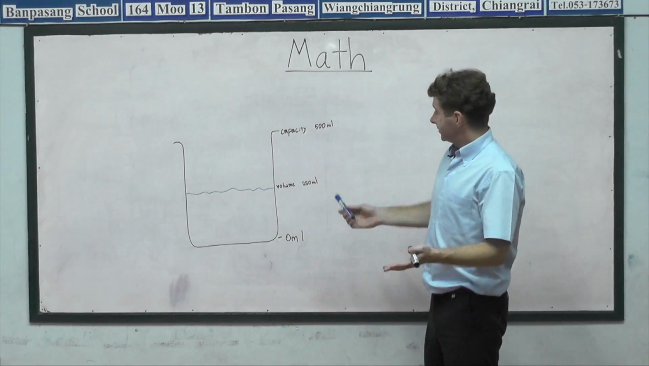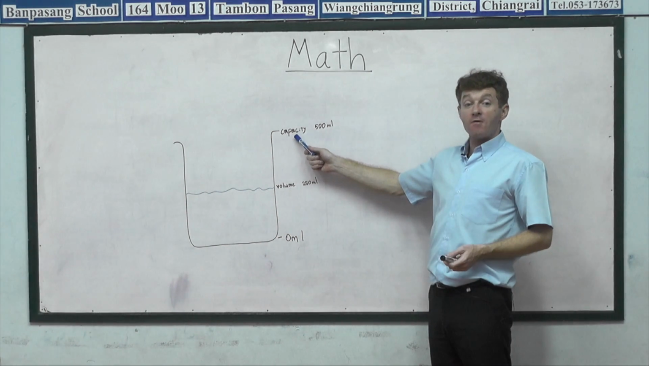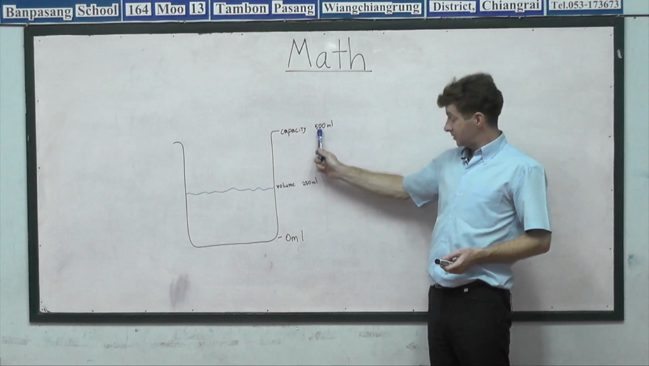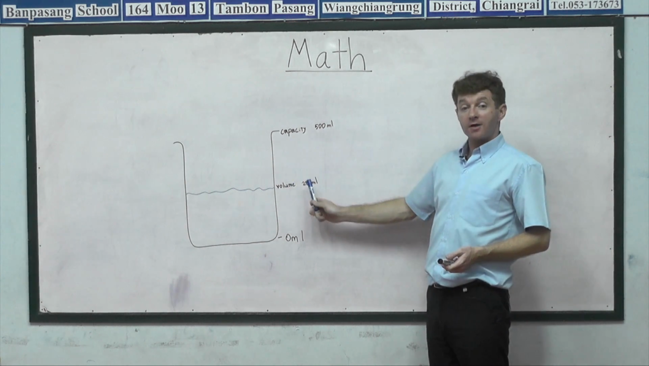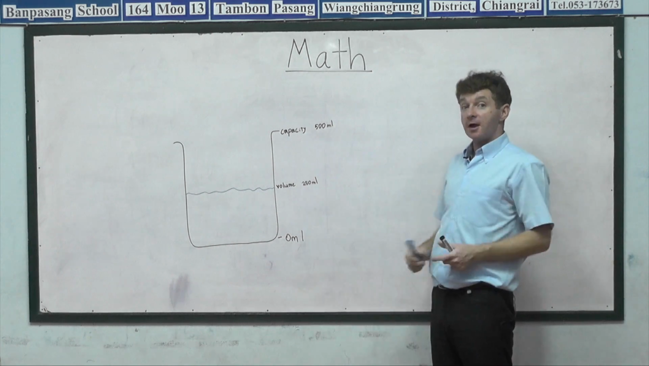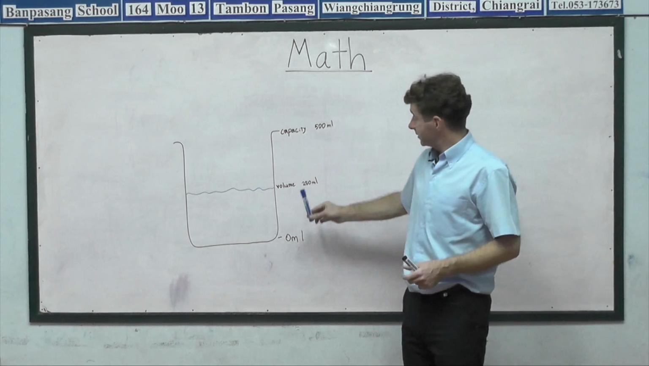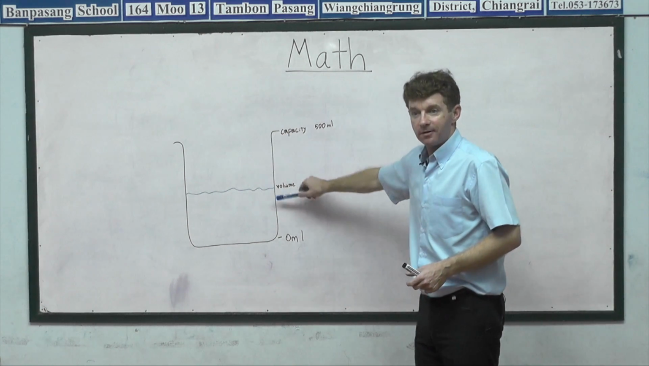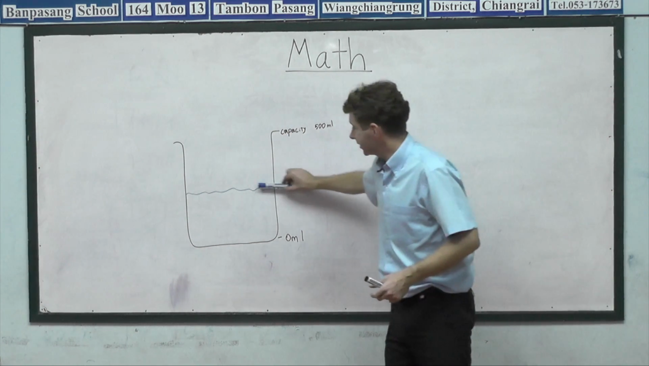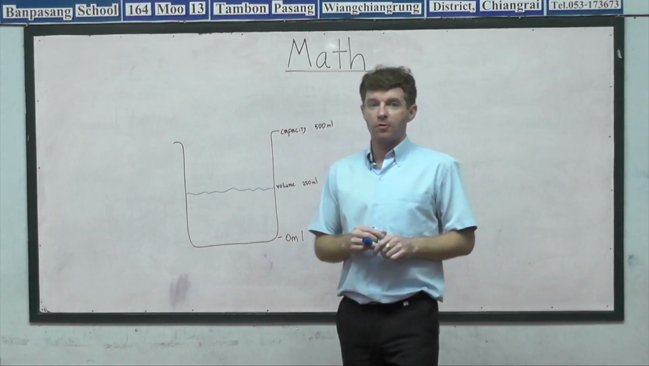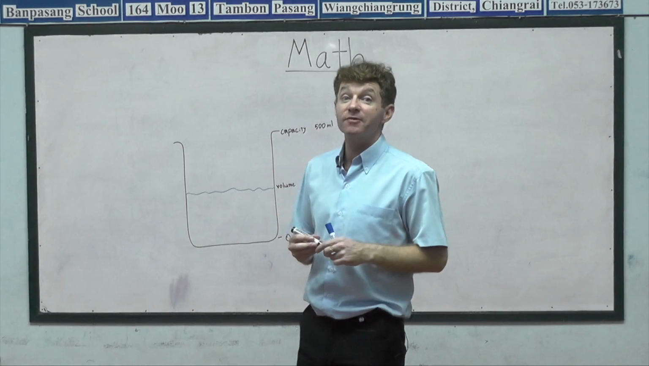You can see the capacity of our container, 500 milliliters, and the volume of our container, 250 milliliters. And Nadia correctly worked out that the volume will be roughly half the capacity. So the container will be half full. Let's do another one, but this time we will have a different container.